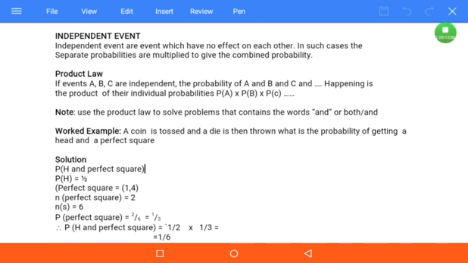How do we know that an event is independent or mutually exclusive? If it's independent, you have the word and or the word both. But in the previous class, we made use of the word or. So note, use the product law to solve problems that contain the words and or both. Okay, quickly let's take one example.